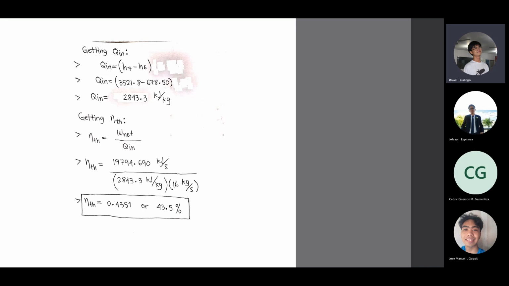Now substituting the values, we have the known values already. We have the thermal efficiency is equal to the net work over the energy input at the boiler, which are 19,794.690 kilojoules per second over 2,843.3 kilojoules per kilogram, multiplying the denominator by 16 kilograms per second, because we have the given mass flow rate. So our thermal efficiency now will be 0.4351, or in percentage we have 43.5%.